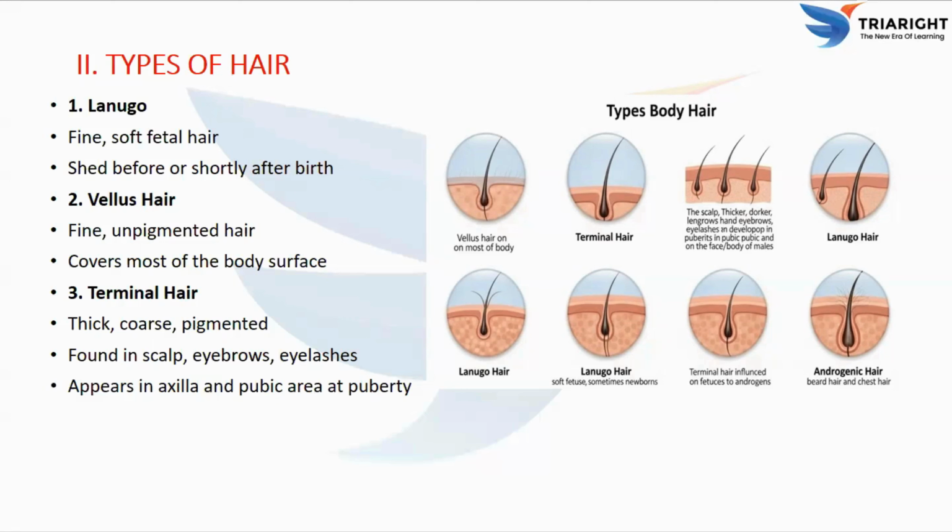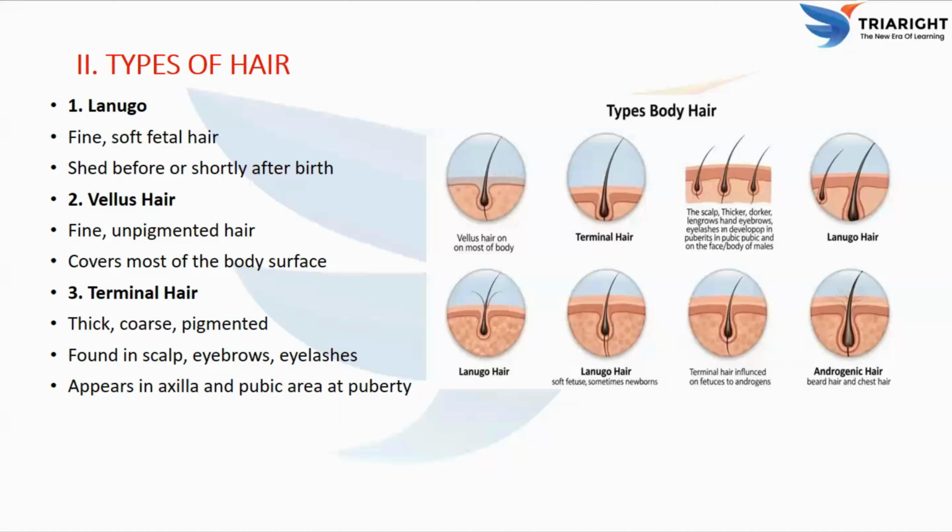So what are the features? It's a very thin, silky and unpigmented hair. It covers the fetus at around 5 to 7 months of gestation. So what is the function? It helps to hold the vernix caseosa, a protective white coating on the skin. It also provides temperature protection inside the womb.